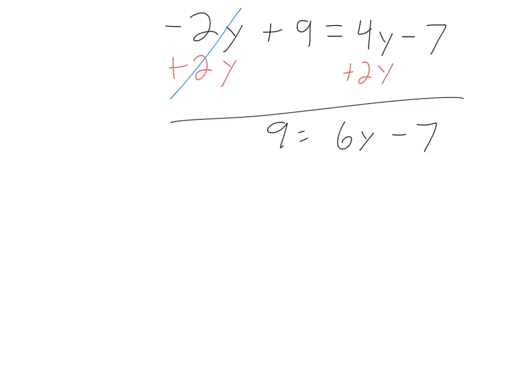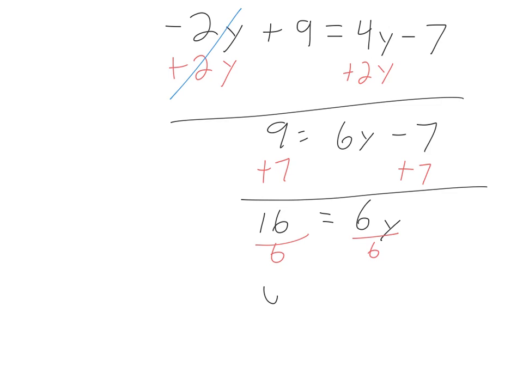But either way could get you the correct answer. So the next thing you're going to do is add 7 to both sides. So now this just becomes a two-step equation. Add 7 to both sides, and you're going to get 16 equals 6y. You're going to divide each side by 6, and y is going to equal, well, 16 over 6, but we can simplify that. They're both even numbers. You can cut both in half. y equals 8/3.